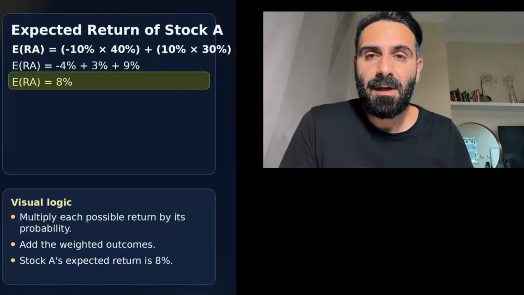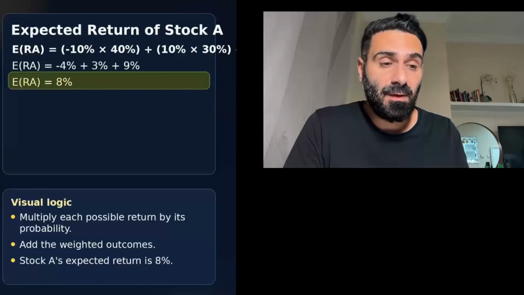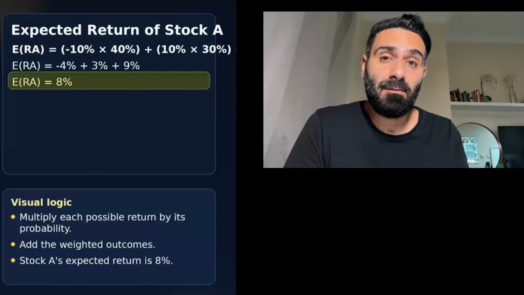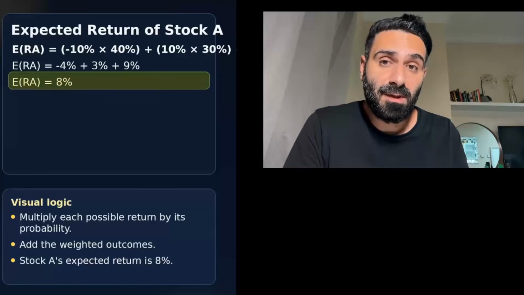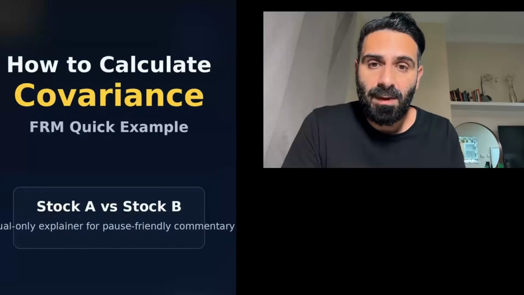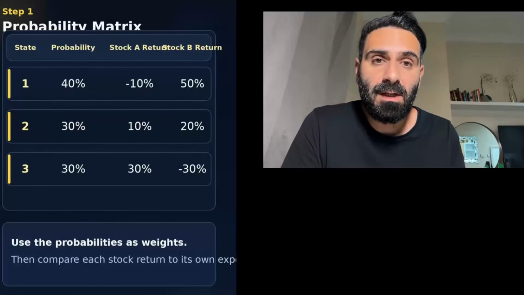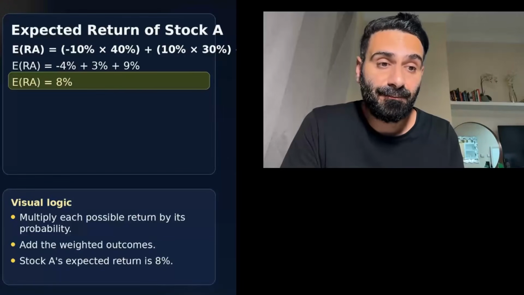So next, you're going to first calculate the mean of the returns of stock A by multiplying minus 10% by 40%, plus the second return for stock A, 10% multiplied by the probability of 30%, plus the last return, 30% for stock A, multiplied by the probability of 30%. So this will give you the mean of 8%.